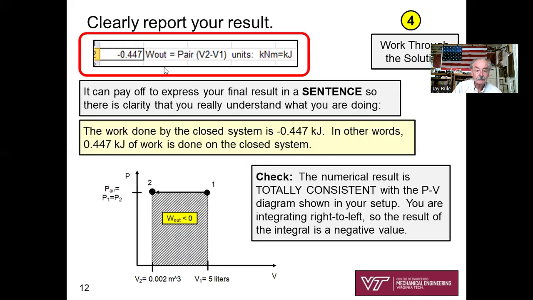So we've got a result, clearly reported. I'm circling my result in a red box, and I've got a numerical number. The work done by the system is negative 0.447 kilojoules. In a lot of cases, if you've got time, sometimes it pays to write a sentence. The work done by the closed system is negative 0.447 kilojoules. In other words, 0.447 kilojoules of work is done on the closed system.